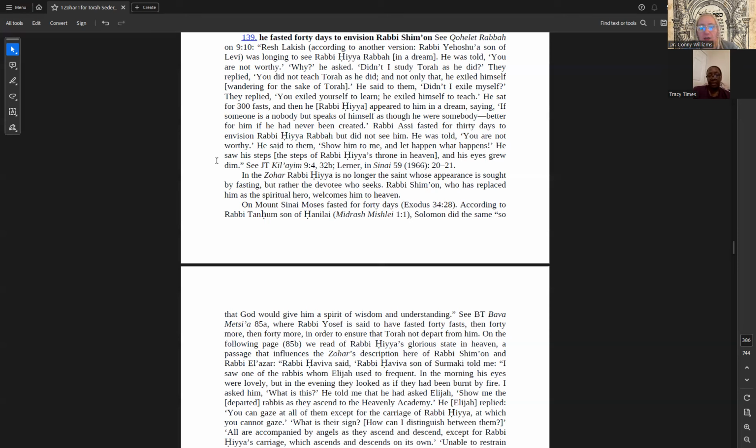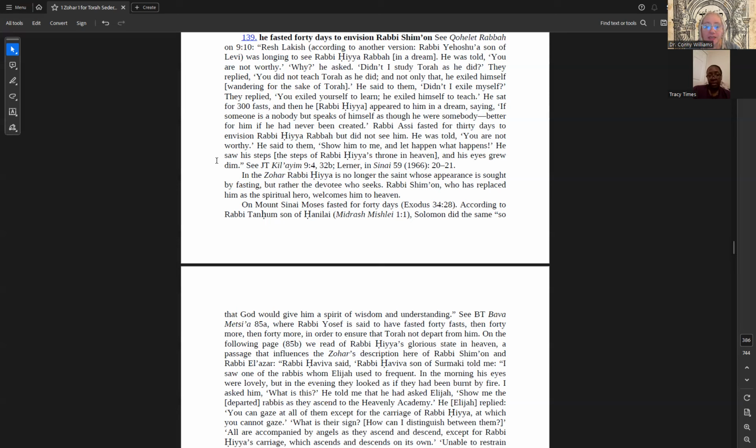Rabbi Asi fasted for 39 days to envision Rabbi Chia Rabbah, but did not see him. He was told, "You are not worthy." He said to them, "Show him to me, and let happen what happens." He saw the steps of Rabbi Chia's throne in heaven, and his eyes grew dim. In the Zohar, Rabbi Chia is no longer the saint whose appearance is sought by fasting, but rather the devotee who seeks. Rabbi Shimeon, who has replaced him as the spiritual hero, welcomes him to heaven.